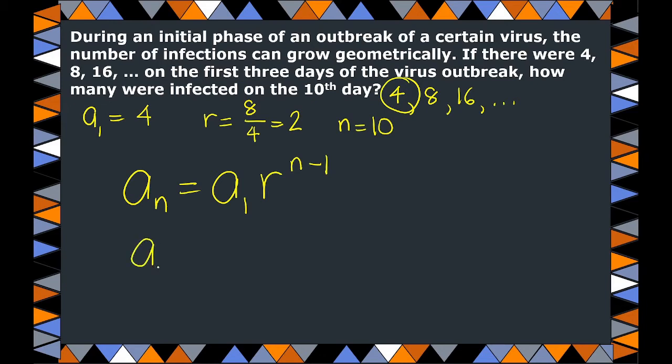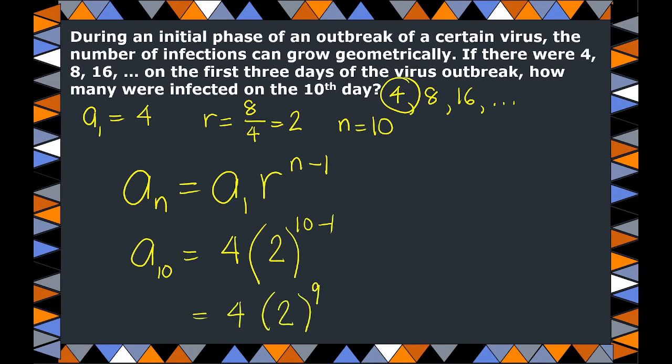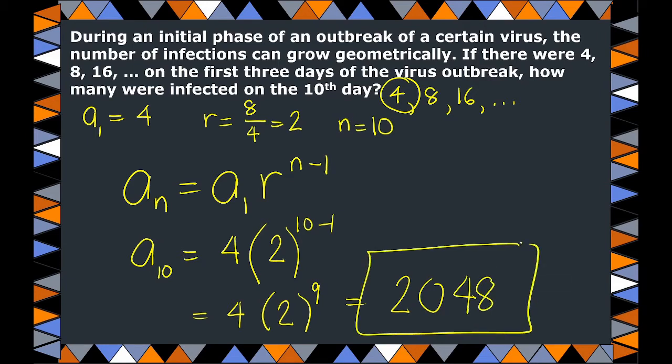A sub 10, the 10th term, that is the first term. We have 4. The common ratio, that's 2. Then we have 10 minus 1. So we have 4 times 2 raised to 9. Solving this one, 2 raised to 9 times 4 will give us 2,048. So there will be 2,048 people who will be infected on the 10th day.